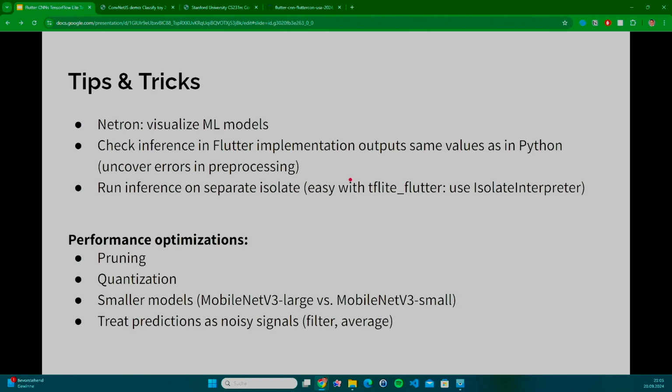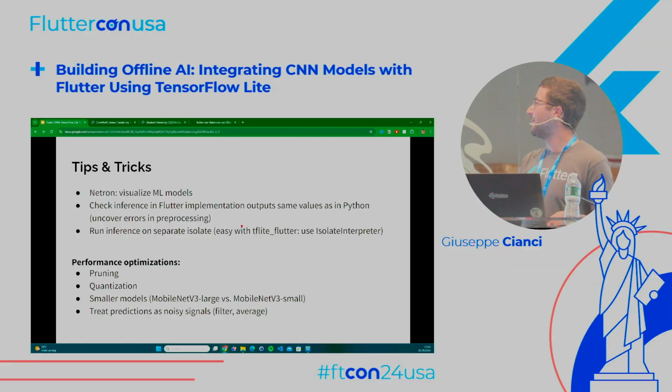I have some more tips and tricks for you. You can use Netron, which is a neat app to visualize ML models. If you have them as TF Lite, you can drag and drop them in there, and then you can visualize the shapes, what's going on in these layers, and so on. Another tip is to check that the output tensors in your Flutter implementation do the same as when you run them with Python to find errors in preprocessing. Because when I developed this, I had, for example, the pixel order, which was a nightmare to debug.